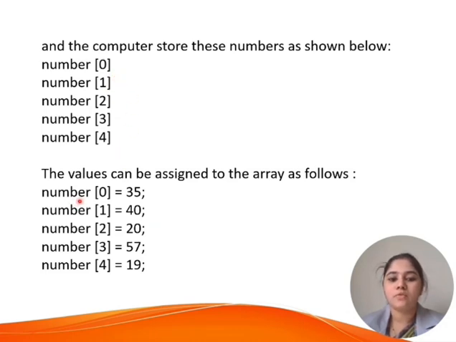Each of the elements is stored with a value. Here we can see that the values have been assigned to the array. So number of 0, the index value of 0, is stored with the value 35, followed by 40, 20, 57 and 90. Each of the values is stored in each particular index of the array, ranging from 0 to 4.